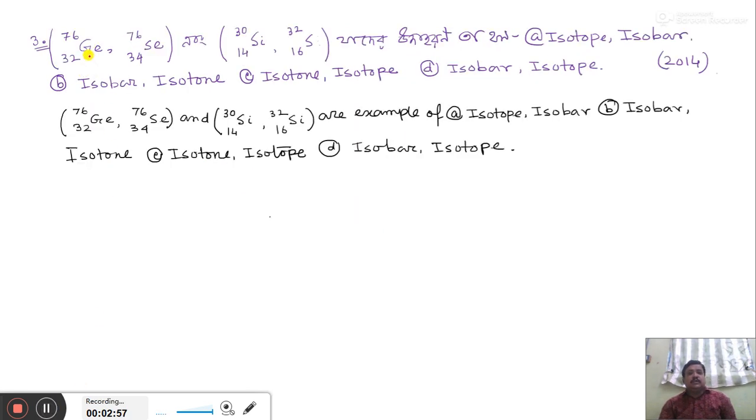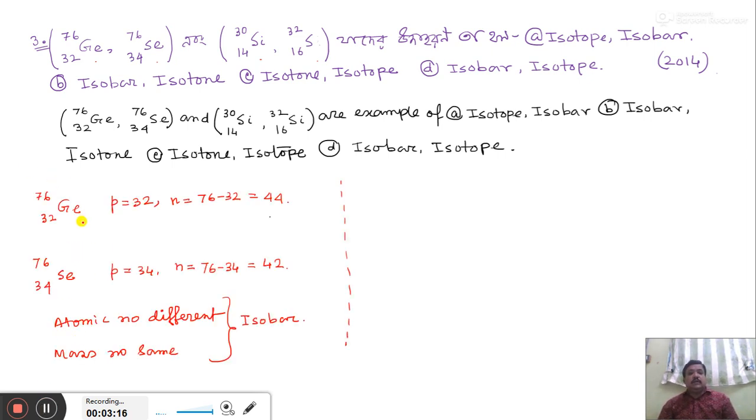My next question is: germanium and selenium, and silicon and sulfur, are examples of the following pairs: isotope, isobar; isobar, isotone; isotone, isotope; isobar, isotope. To solve this, in germanium the protons are 32 and neutrons 44. In selenium the protons are 34 and neutrons 42. But in these two nuclei the mass number is the same, 76. So germanium and selenium are isobars of each other.